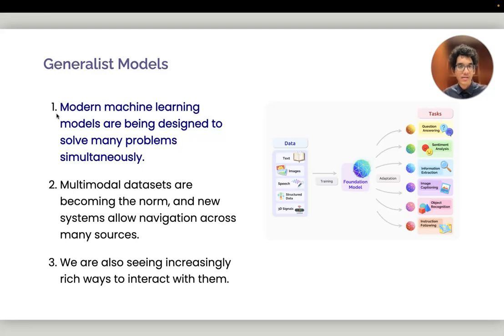And if you step back, that's a very big change from how people traditionally used to train machine learning pipelines. Traditionally, it would be a very specific task, a very specific loss function, and you would optimize your training just to solve that one task. Okay, so this is a big change in how we're thinking.